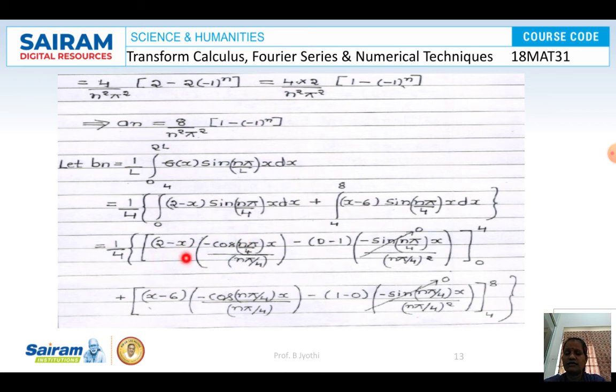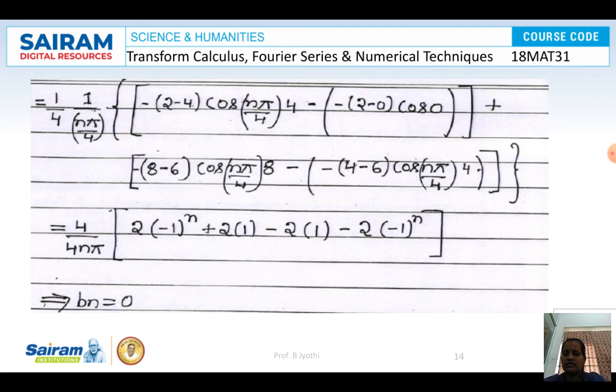So 2 minus x into the integral of sine, which is cos, and the derivative of 2 minus x is 0 minus 1 into the double integral of sine, which will be minus sine of n pi by 4 of x by n pi by 4 the whole square. Similarly, we do this integral also, that is 4 to 8 also. Then after this, substitute the upper limit and then the lower limit.